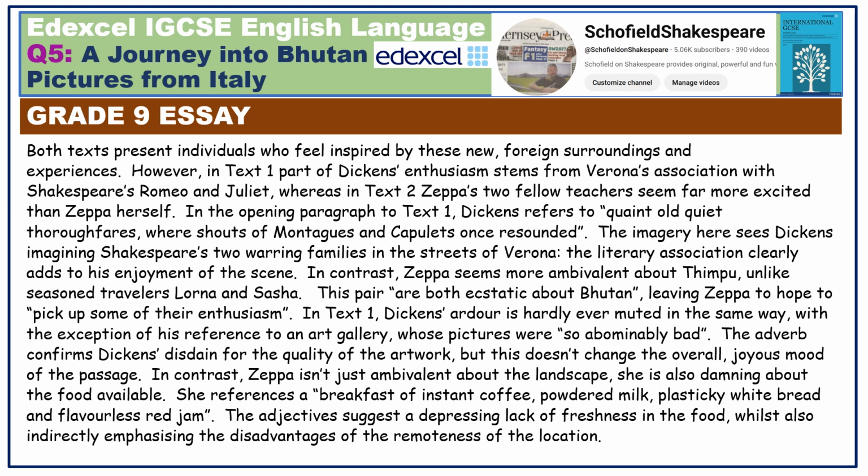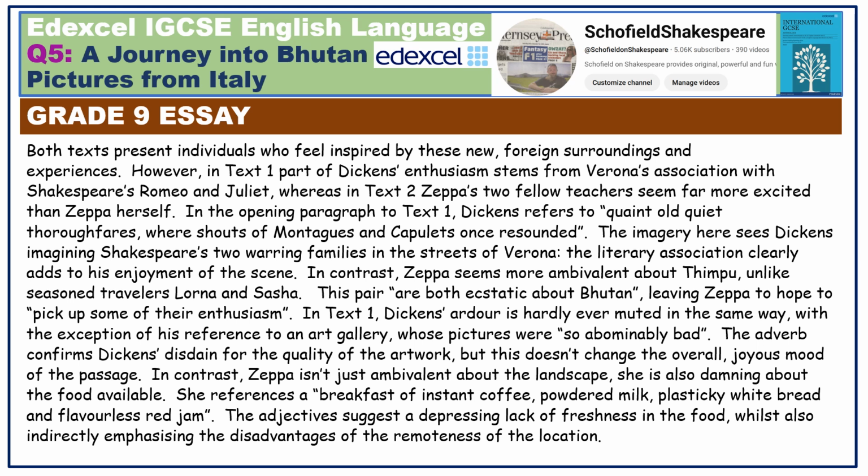In the opening paragraph to text 1, Dickens refers to "quaint old quiet thoroughfares where shouts of Montagues and Capulets once resounded." The imagery here sees Dickens imagining Shakespeare's two warring families in the streets of Verona. The literary association clearly adds to his enjoyment of the scene. In contrast, Zeppa seems more ambivalent about Thimphu, unlike seasoned travellers Lorna and Sasha. This pair are both ecstatic about Bhutan, leaving Zeppa to hope to pick up some of their enthusiasm.